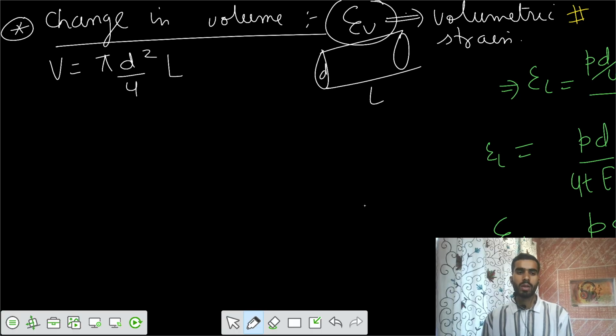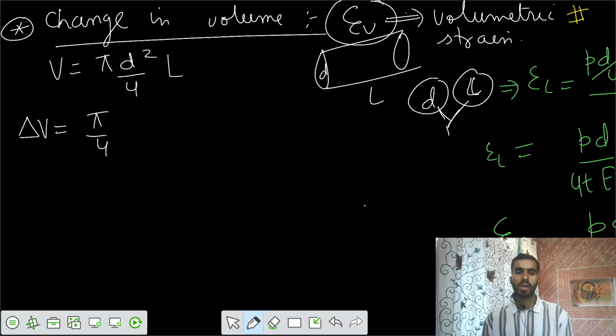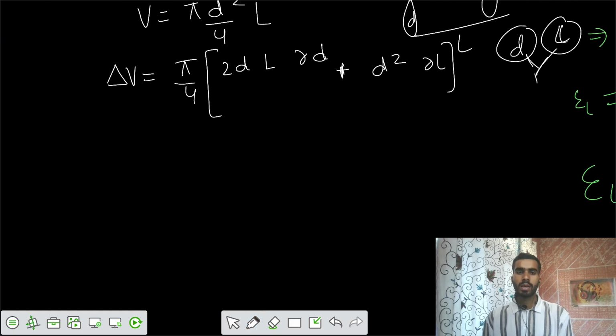And if we talk about the change in volume, delta V, you have these two variables, one is your D and one is your L. If I vary those, I differentiate those two variables: 2D into the value of L, with the differential of small d, plus similarly d square and the differential of that length L, dou L. Now you got this change in volume.